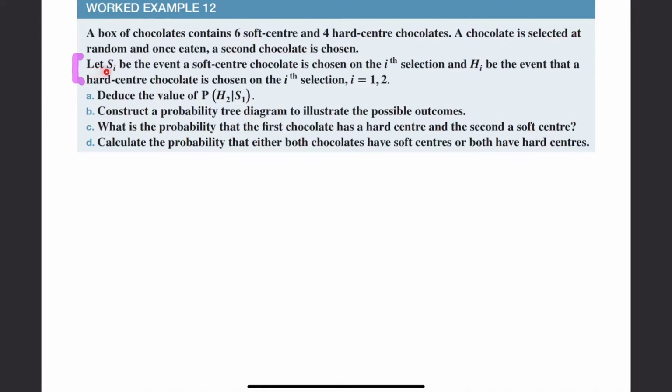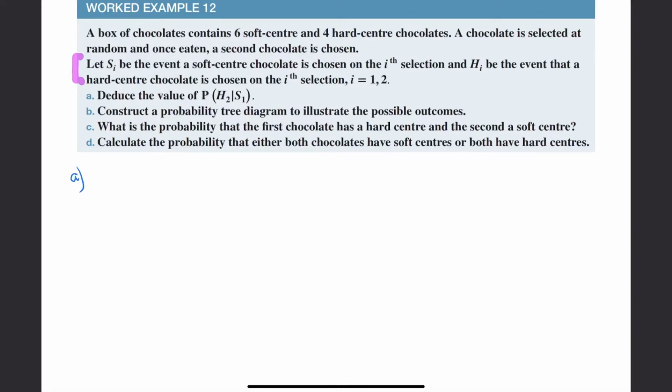It says, let S i be the event a soft center chocolate is chosen on the ith selection, and H i be the event that a hard center chocolate is chosen on the ith selection. So there's only 2 selections, the first and the second, and if it's a hard center they put an H and if it's a soft center an S. So it explains itself when we go to the first question.